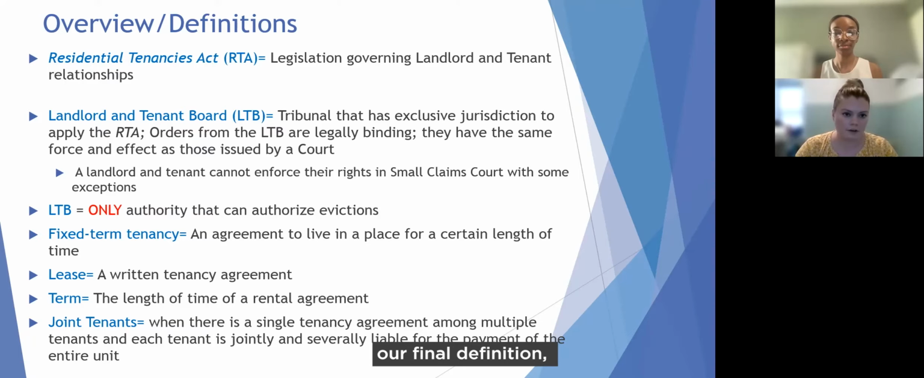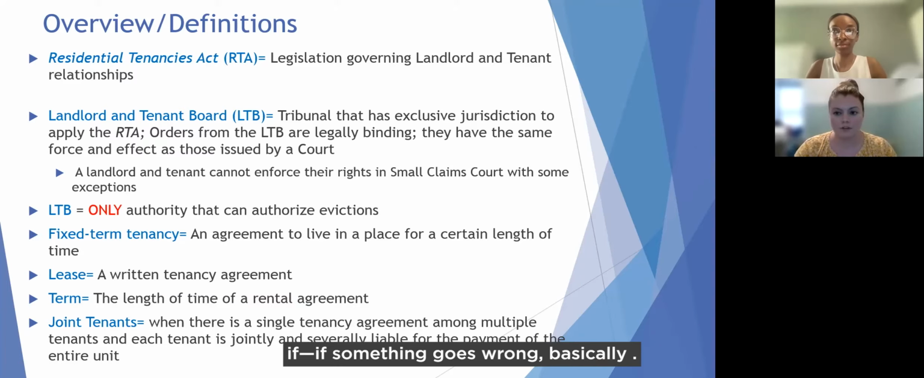And finally, we have our final definition, joint tenants. That's where there's a single tenancy agreement amongst multiple tenants, and each tenant is jointly and severally liable for the payment of the entire unit. That's a very specific legal situation, but basically what it means is that there's an agreement for one place to live, and multiple tenants are on the same lease, so each of them is liable for their individual part, but also for the entire amount if something goes wrong. We'll go more into that in our presentation.